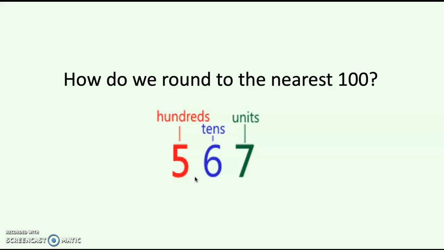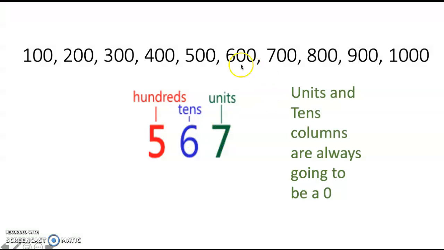Rounding becomes more useful as we continue to learn how to round to higher place values, like here as we're learning to round to the hundredth value. When we're rounding to the nearest hundred, we're looking for what hundred the number is closest to. So these are some of the hundreds that we have to choose from. As you see here, the units and tens columns are always going to be a 0 when you're rounding to the nearest hundred.